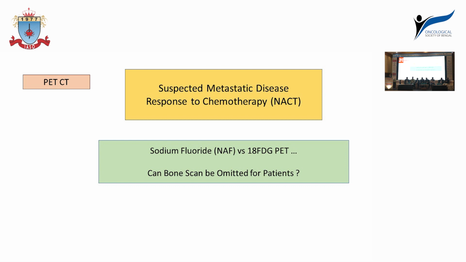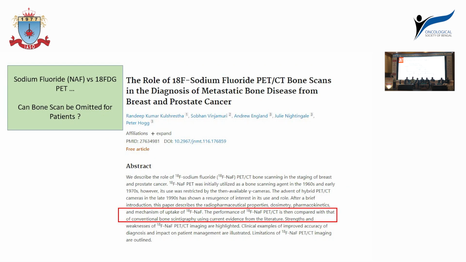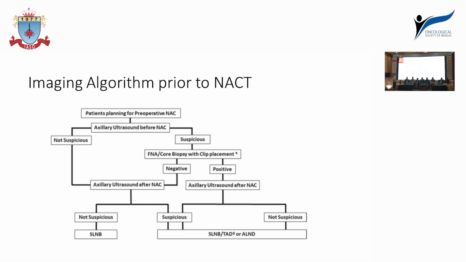We generally advise PET CT in a locally advanced setting. For nodal stage, if N2 or N3 nodes are there, then we'll advise PET CT for systemic staging. So these are all regarding imaging the axilla in case of CA breast.